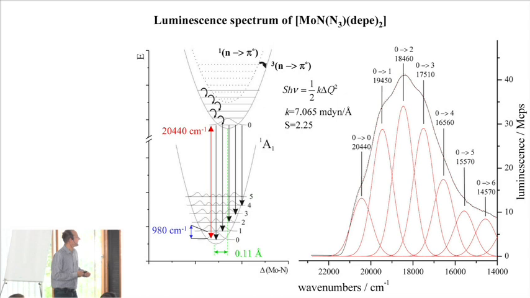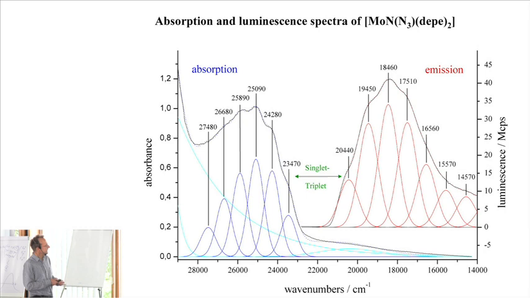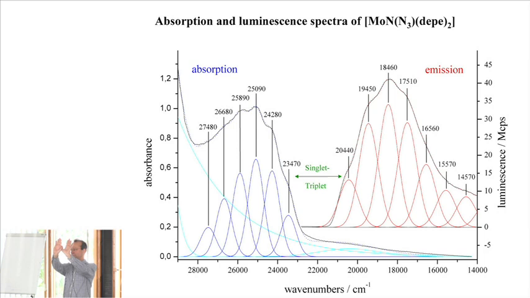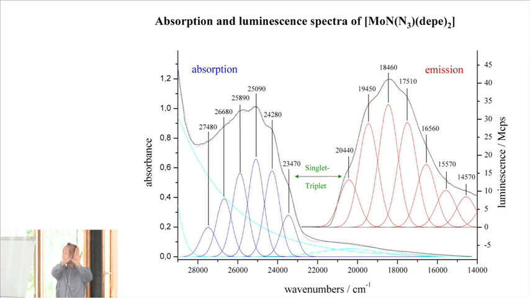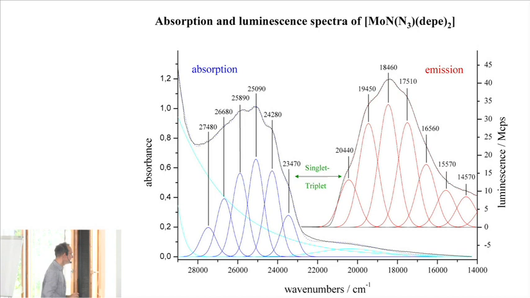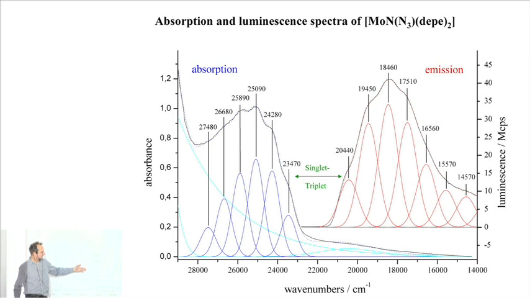So this is here absorption and emission, and normally you see that in absorption and emission, the zero-zero transition overlap. It's a normal case. If you take an organic molecule and take an absorption spectrum and an emission spectrum, the absorption and the emission overlap in the zero-zero transition. But that was not the case in our example, but there was a gap between the zero-zero transition, which you got in absorption and in emission.